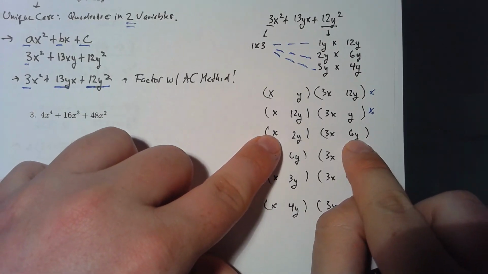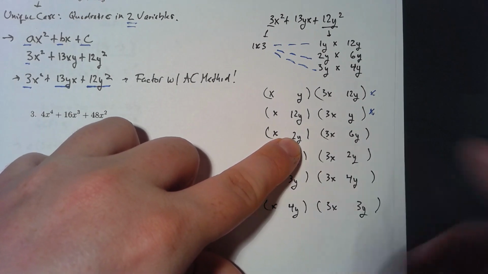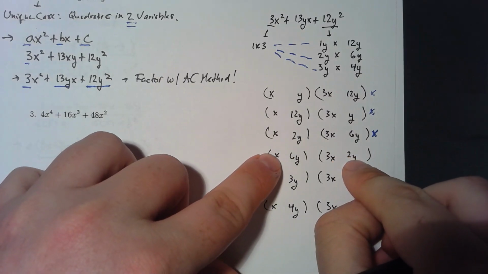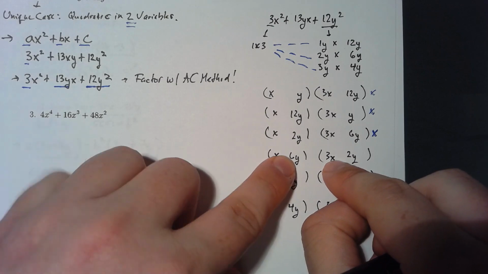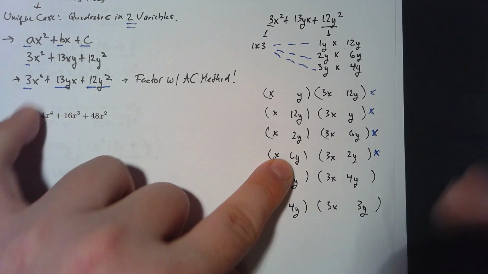6xy. Is that going to give me 13? That's going to give me 12. No. Alright. That's 2xy. 6 times, that's going to be 18xy. That would give me 20xy. I need 13. That one's no good.